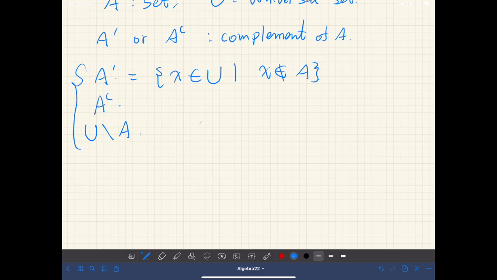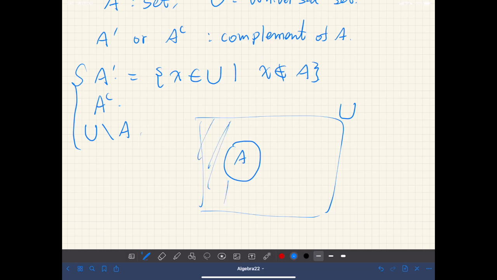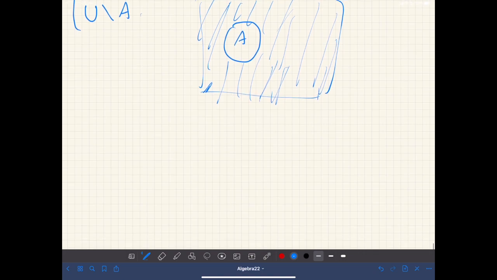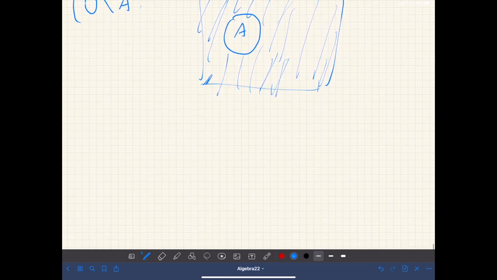So if this is the universal set U, and this is A, then the complement of A is everything outside of A. We do not consider outside of U because that's the universal set. So that's the definition of complement.